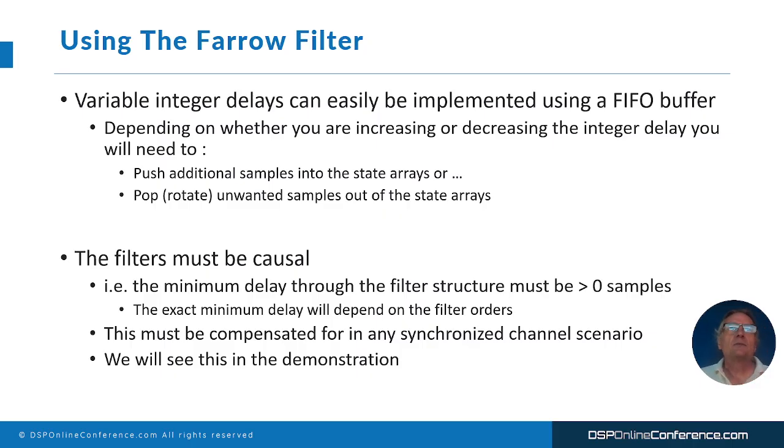Okay, so in order to be able to use the output from the fractional Farrow filter, particularly if you have multiple channels with different delays or some other scenario like that, the filters must be causal, i.e. the minimum delay through the filter structure must be greater than 0. You'll see how that impacts our output in a few minutes when I show you the demo.